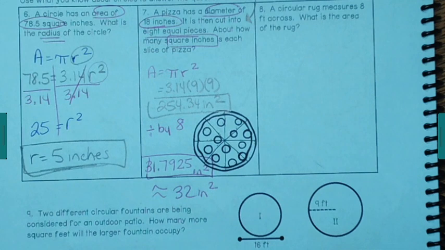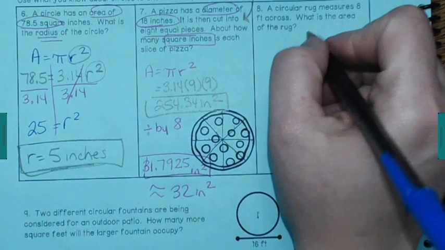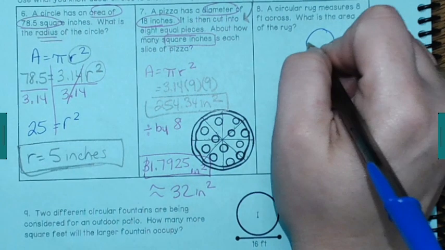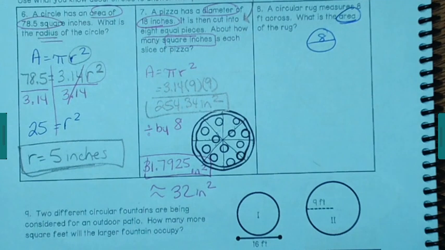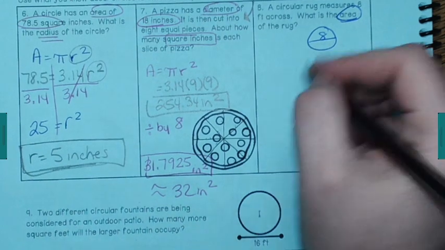All right, the next one says a circular rug. Okay, most rugs are rectangles. This one's not a rectangle, it's a circle. It's 8 feet across. What is the area? So this question actually does say area. Okay, so what do y'all think? What's the formula first of all?